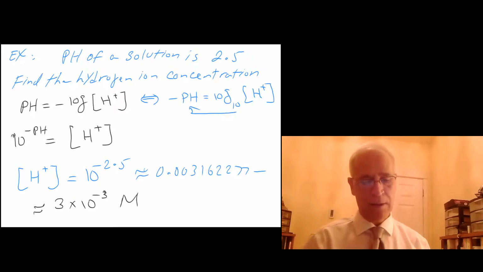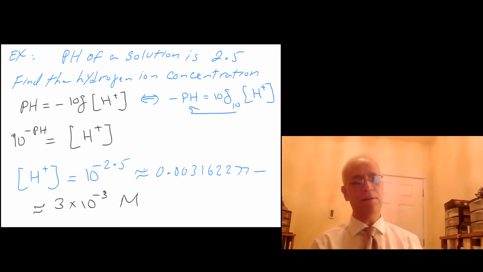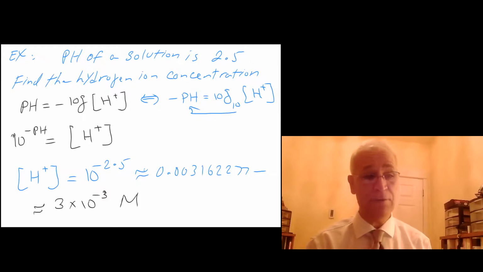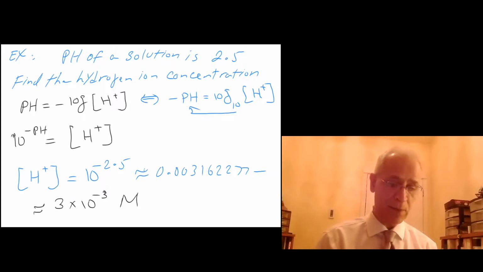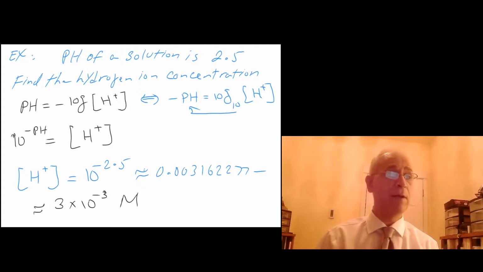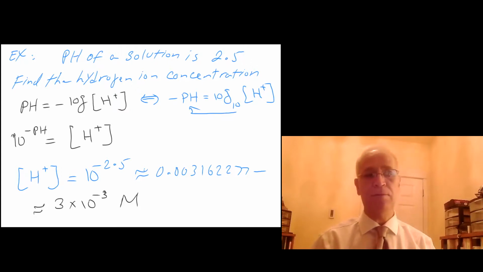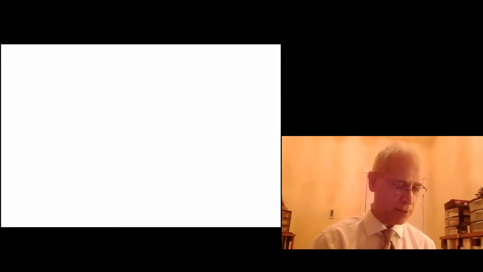Okay, so now we know two things. In the first example, we learned how to find the pH given the hydrogen ion concentration. In the second example, we learned how to find the hydrogen ion concentration given the pH. So going backward, let's do one more example just for the sake of discussion.